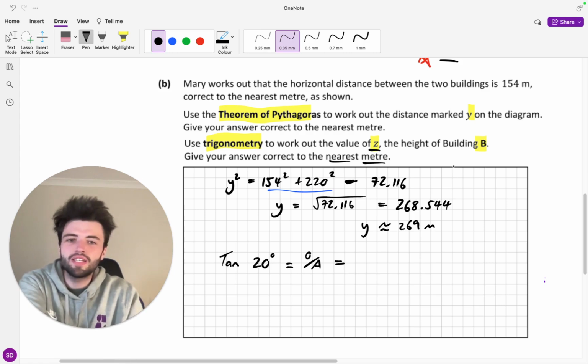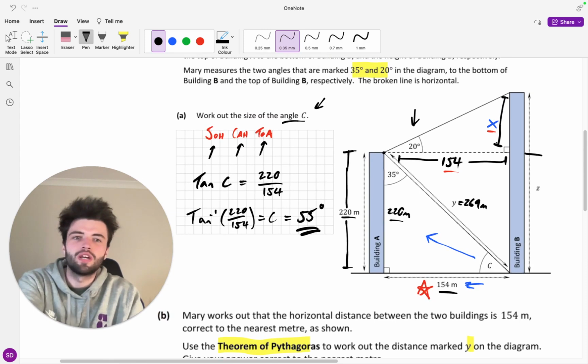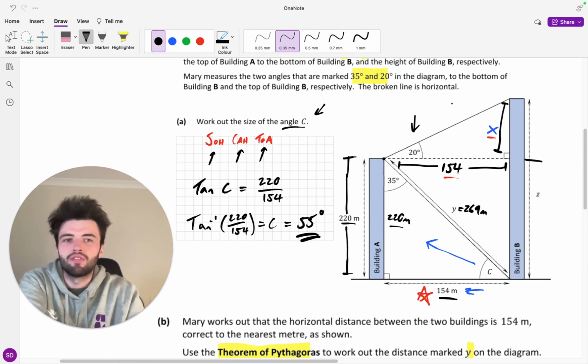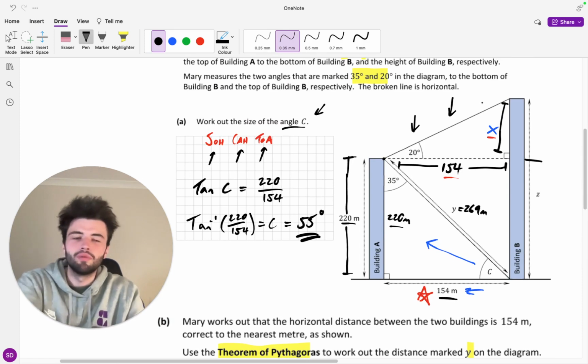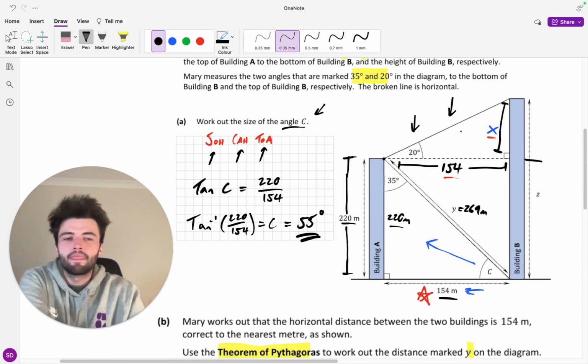And so tan of 20 is going to be the opposite over the adjacent. And so just to reiterate, we know it's tan because we don't actually have the length of the hypotenuse up here, but we do have the length of the opposite side of the angle and then also the adjacent side below it. And so tan 20 is going to be the opposite over the adjacent, which in this case is going to be x over 154.